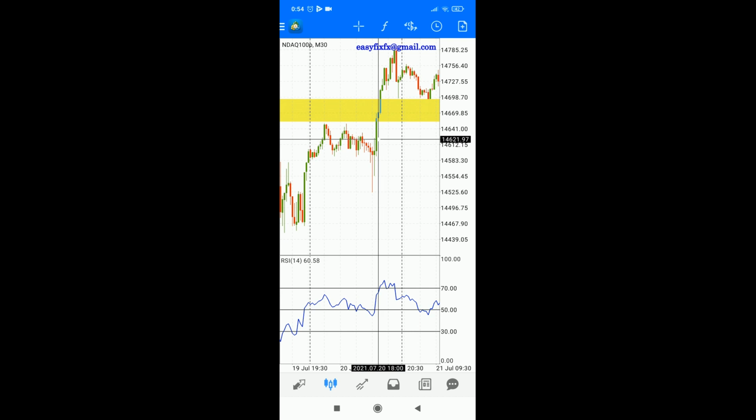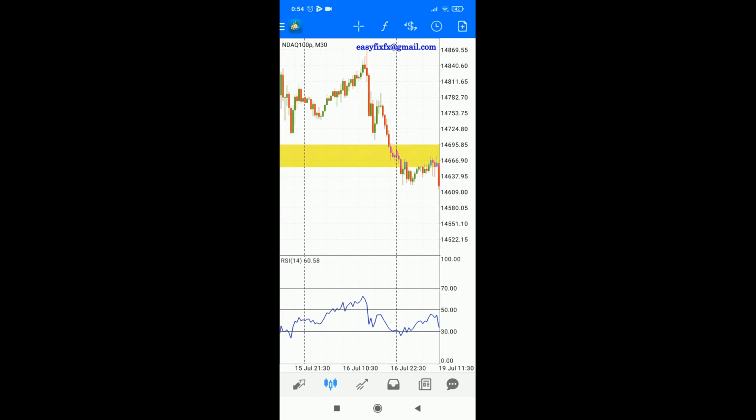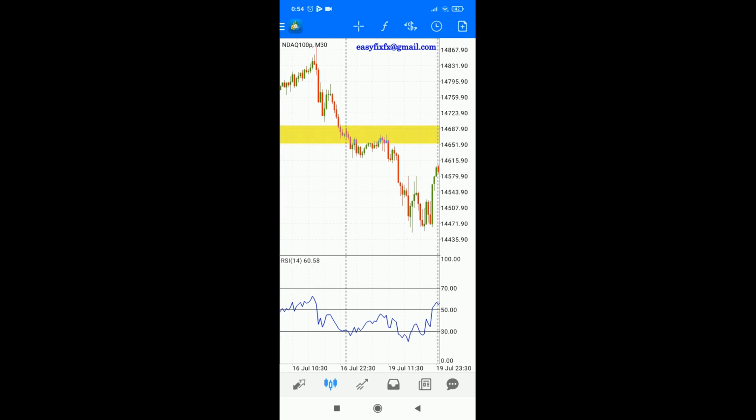Here's another example, guys. We have a high in place. We have a low in place. We can see the RSI broke above the 70 level and the market broke out completely to the upside. So it basically happens all the time, guys.